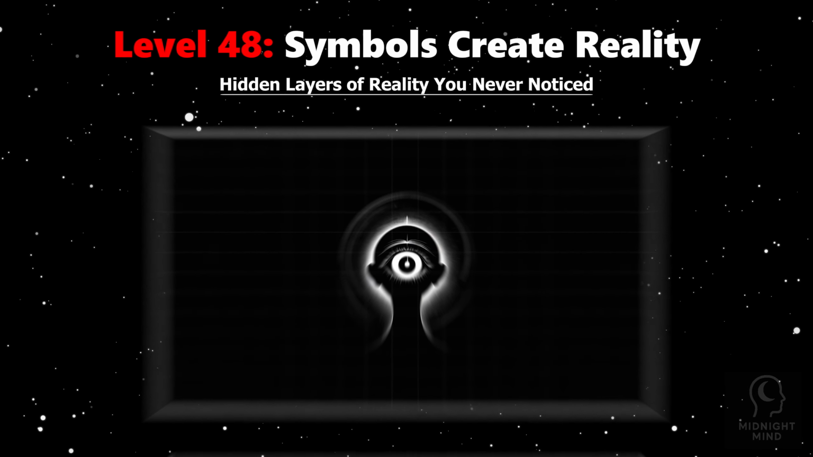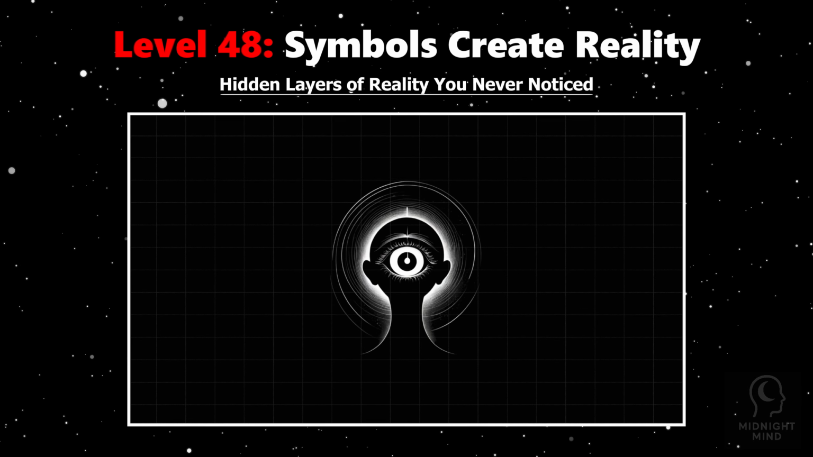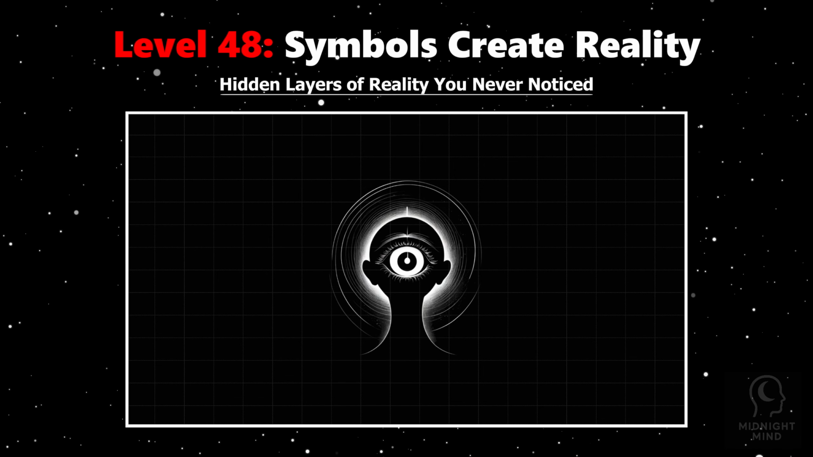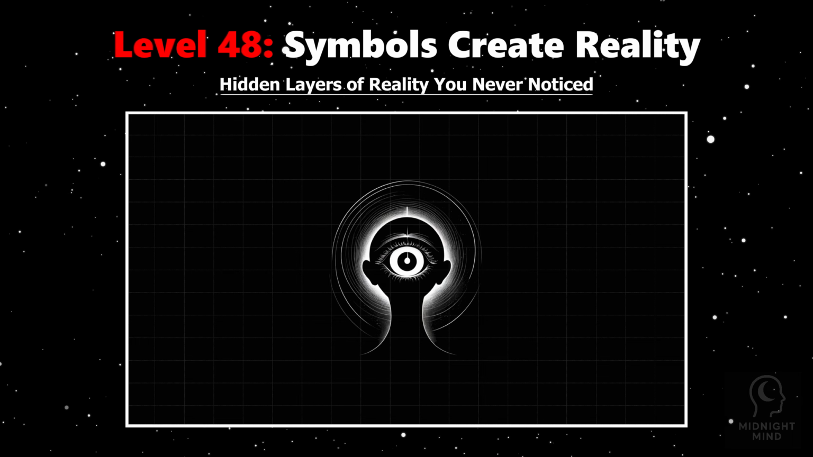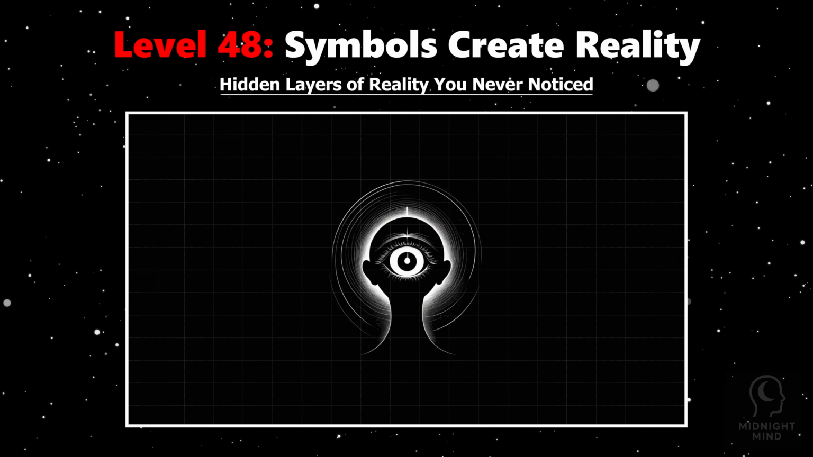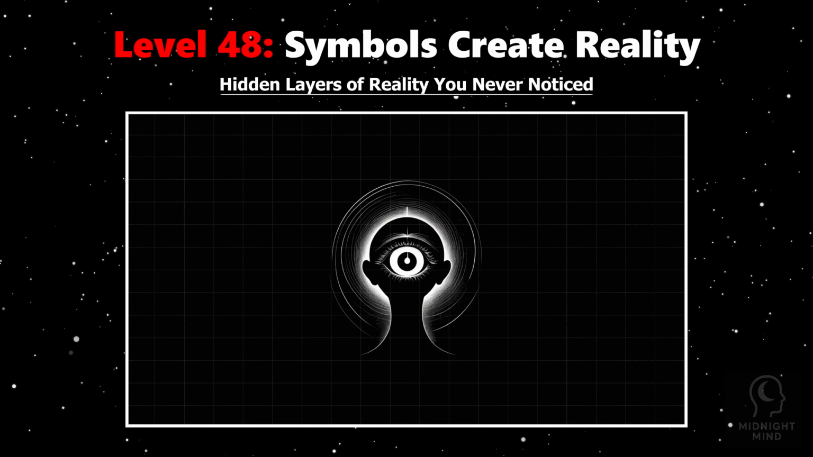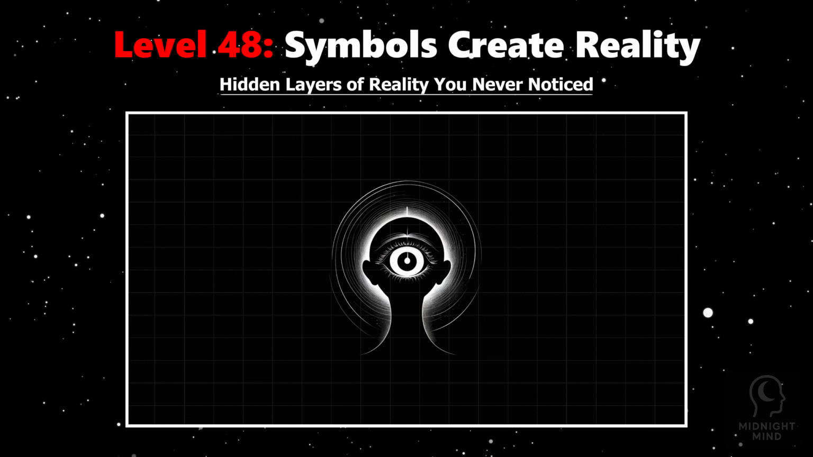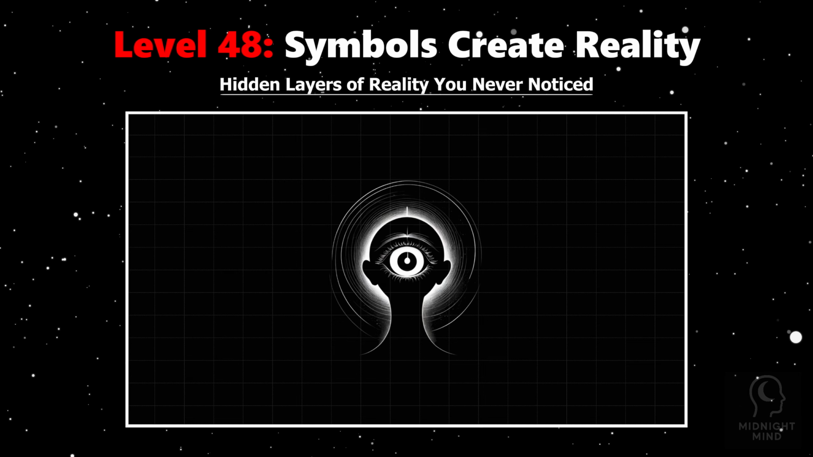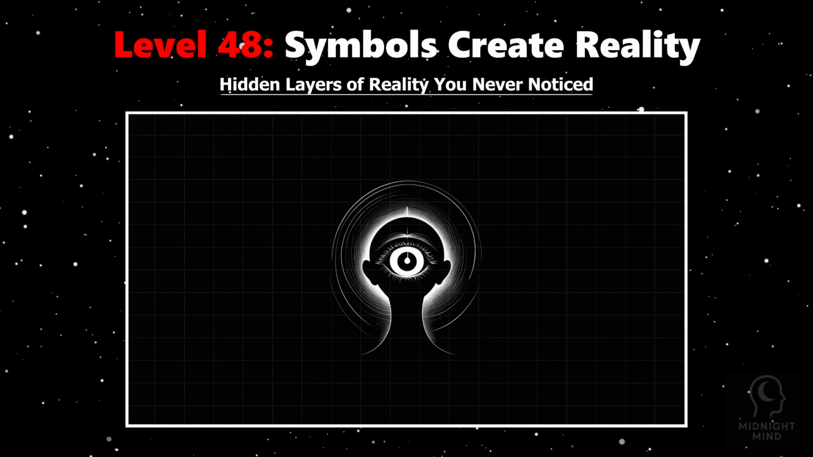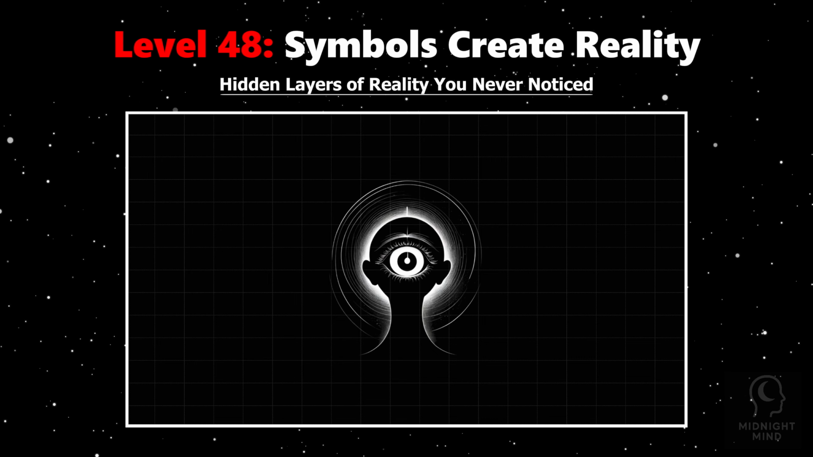Imagine a simple shape or sign, a symbol, etched on paper or glowing on a screen. But this is no ordinary mark. Neuroscience reveals that symbols do more than represent ideas. They actively trigger emotions, memories, and beliefs deep in your brain, rearranging how you perceive reality itself. When you see a symbol, your brain's limbic system lights up, evoking feelings before conscious thought even begins.